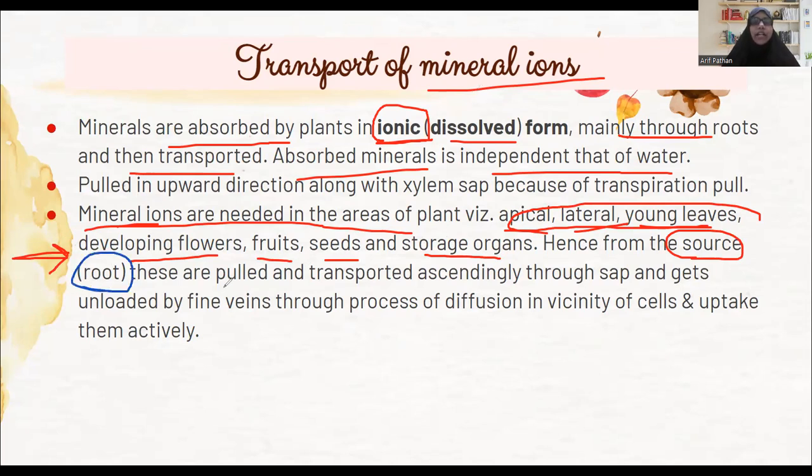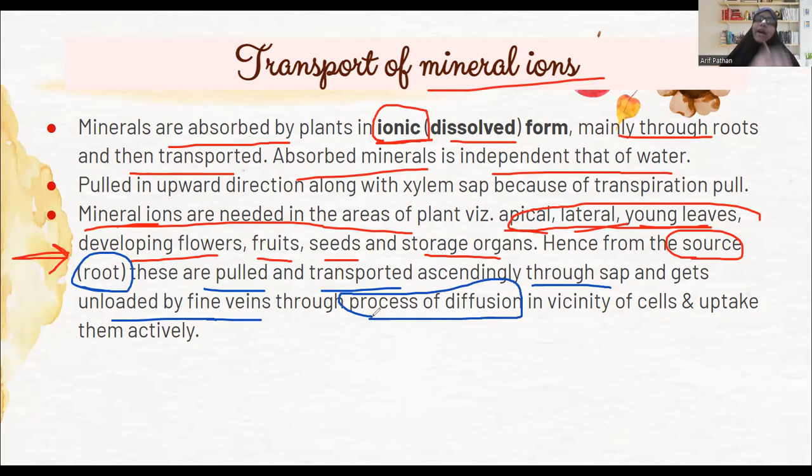From the roots. They are pulled upwards and then they are transported in the ascending order with the sap, and then they are unloaded wherever they are required by the fine veins in the plants through the process of diffusion. So how are they unloaded? Simply by diffusion. Okay, that is movement from higher concentration to lower concentration, in the vicinity of the cells, and then the cells will take them actively, whichever cells require the mineral ions for their metabolic activities.